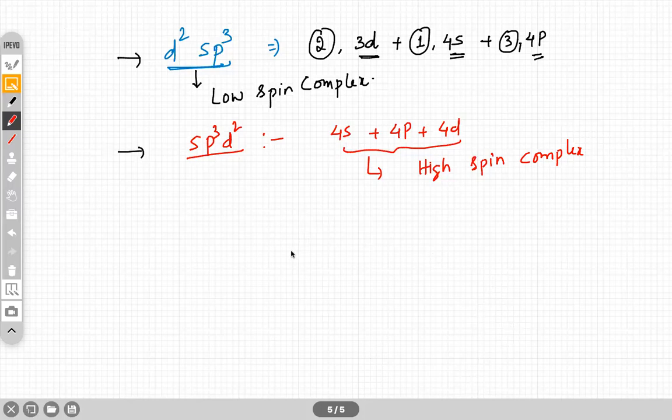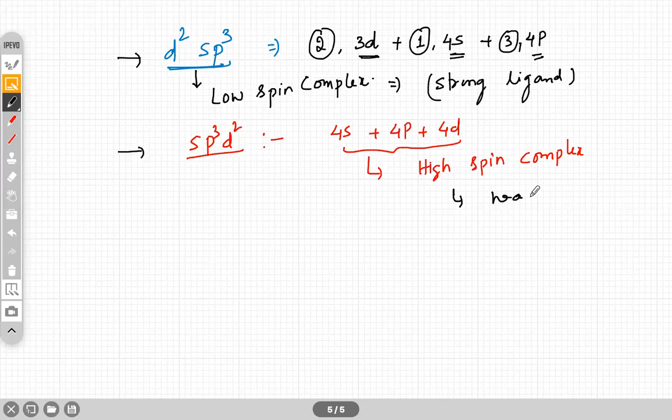Okay, one more thing, low spin complex generally forms with a strong ligand. In case of strong ligand, low spin complex generally forms. High spin complex forms when we have weak ligand. What is a strong and weak ligand? We'll discuss that. Just to write it down here, we'll see that, what is a strong ligand and what is a weak ligand. Okay, just a second, I'll go back.